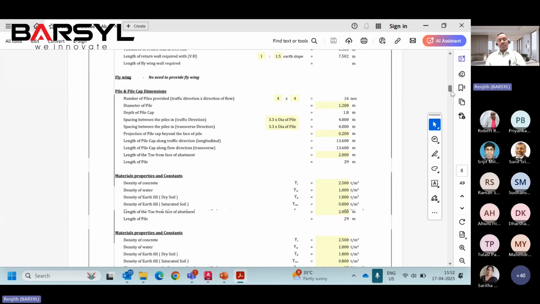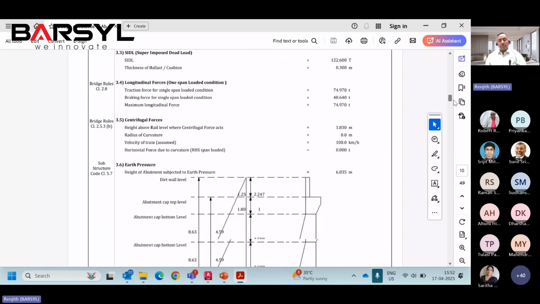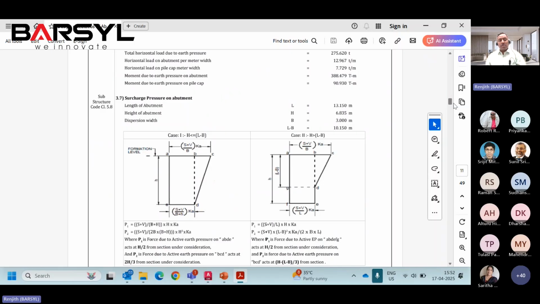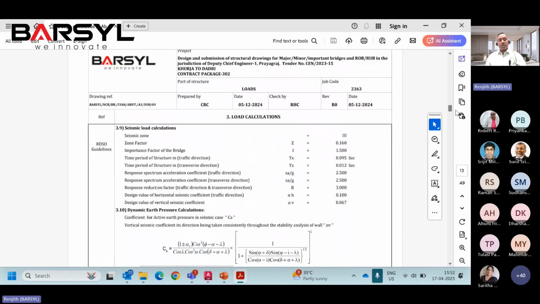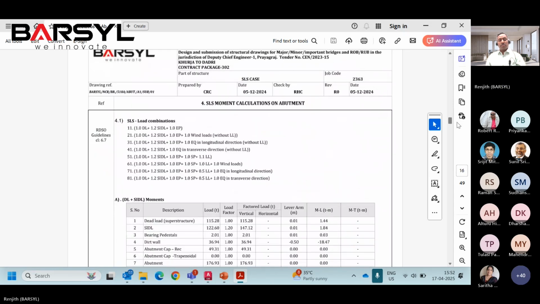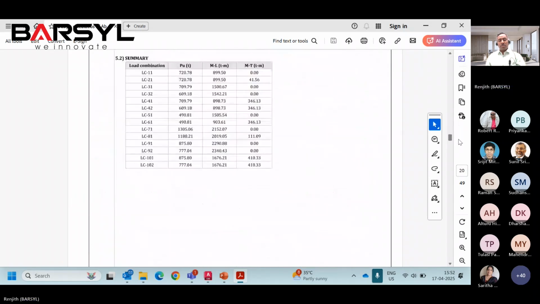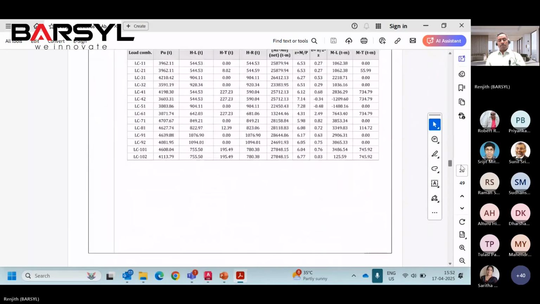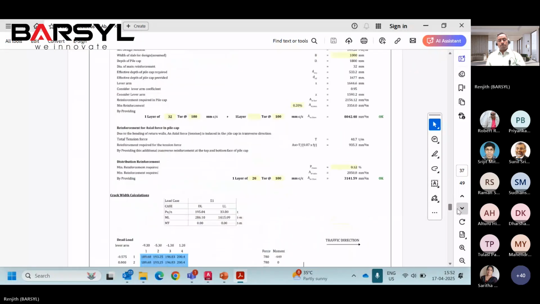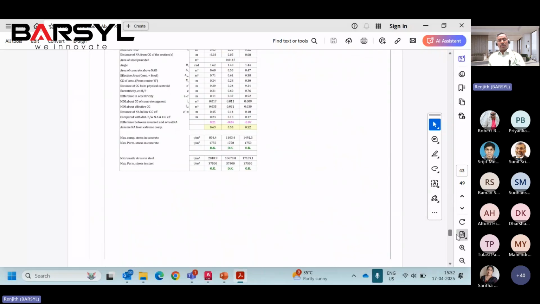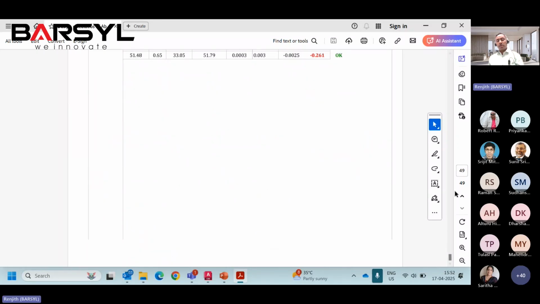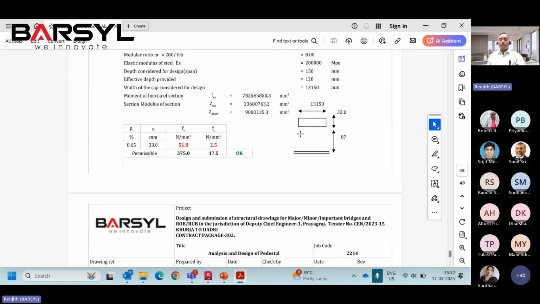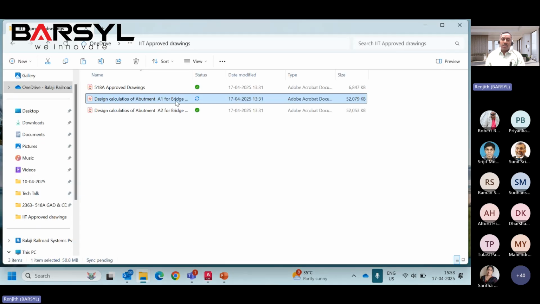So this is actually an Excel calculation of the analysis. Whatever I explained, the surcharge calculation, then the surcharge pressure on the pile cap, like that we can make the analysis in Excel. And then its design. This is the complete report, around 49 pages. The report is there to explain the details of the calculation of the foundation analysis and design.